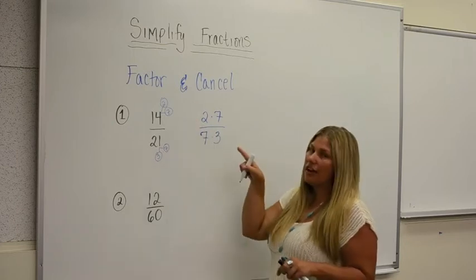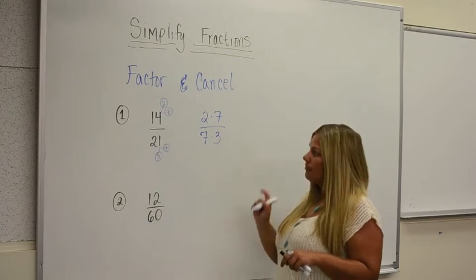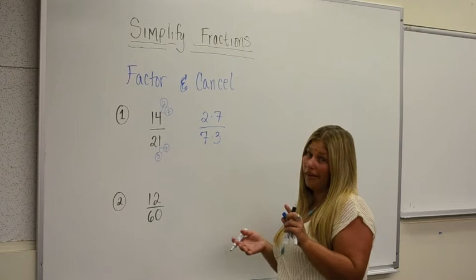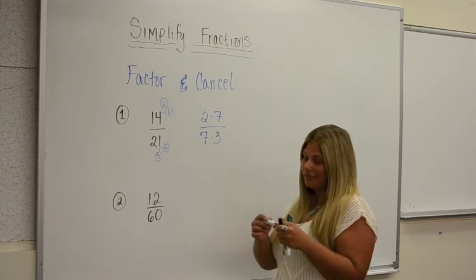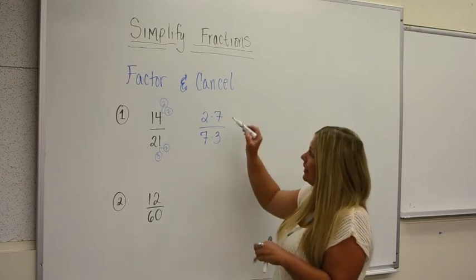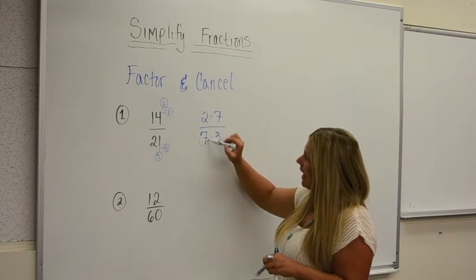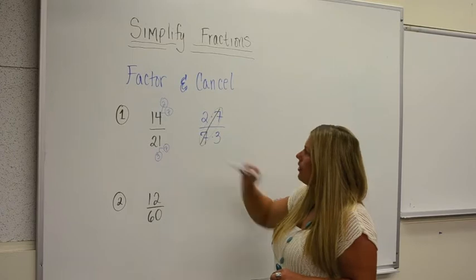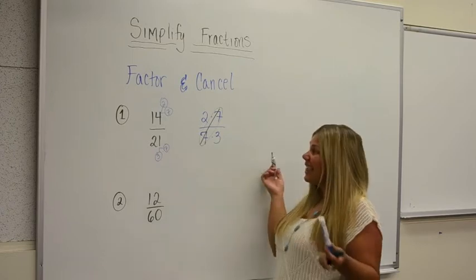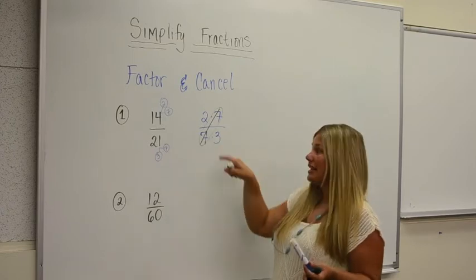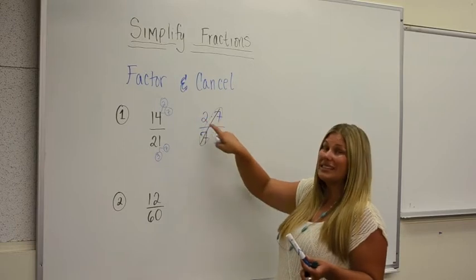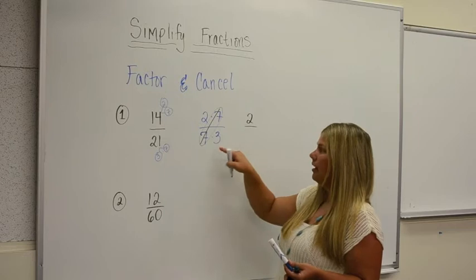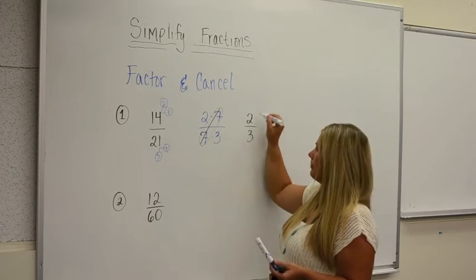Now that I have it all factored, I'm going to go to the cancel. Cancel basically is what number can cancel out to 1. I don't see a 1 there. Well, actually, 7 divided by 7 is really just 1. So I can cross those out. Nothing else can cross out because it has to be the same on the top and the bottom. So what's left is going to be my solution. I have a 2 left on the top and a 3 left on the bottom.